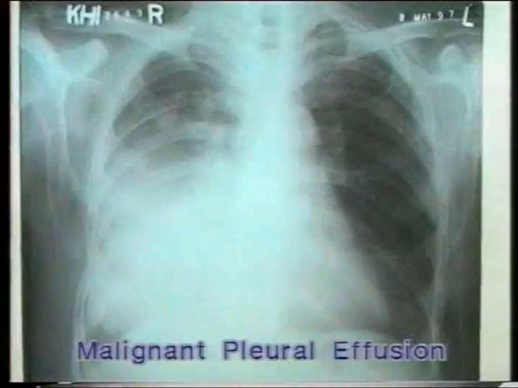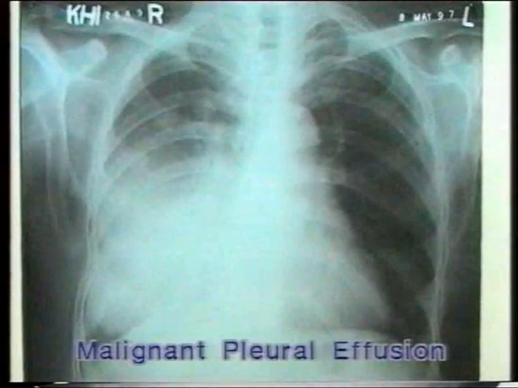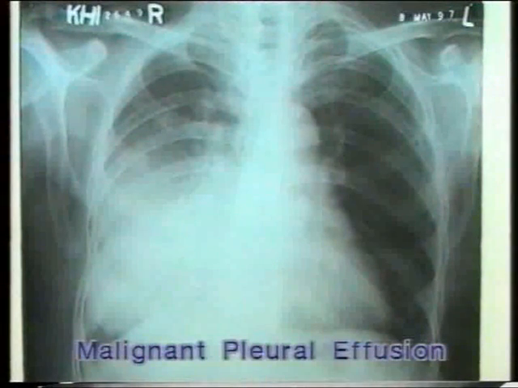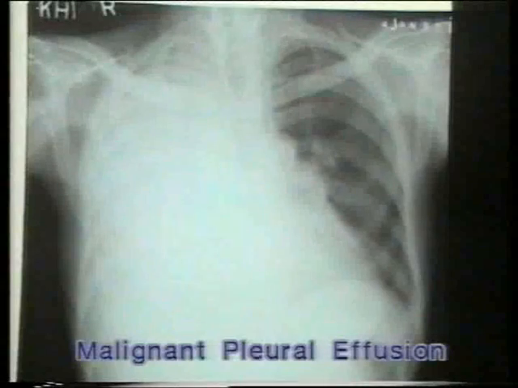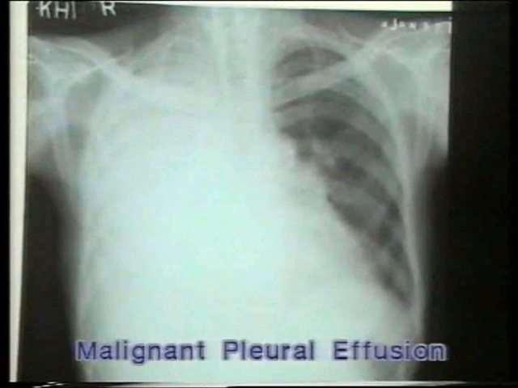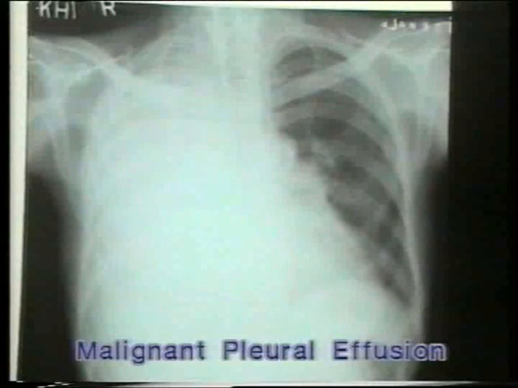The next X-ray after aspiration of 800 ml of hemorrhagic fluid clearly demonstrates the underlying tumor. Note the clear costophrenic angle after aspiration of the fluid and the dense hilar shadow of the malignancy. Once again, note this X-ray showing complete opacity of the right side. The important point to note is that there is no mediastinal shift. Complete opacity without mediastinal shift to the opposite side is very suggestive of malignant pleural effusion.